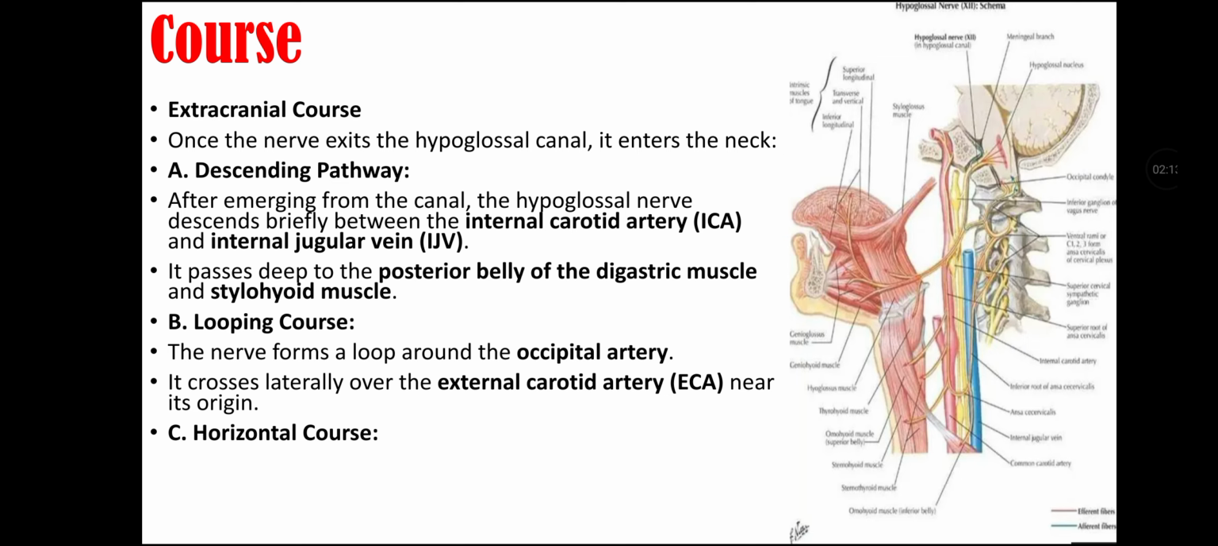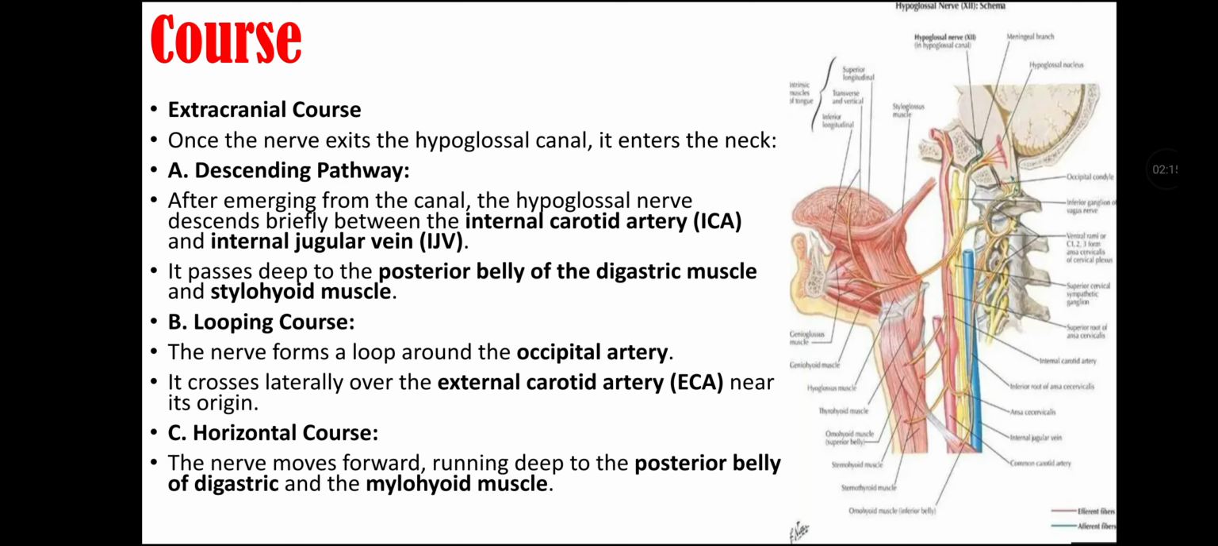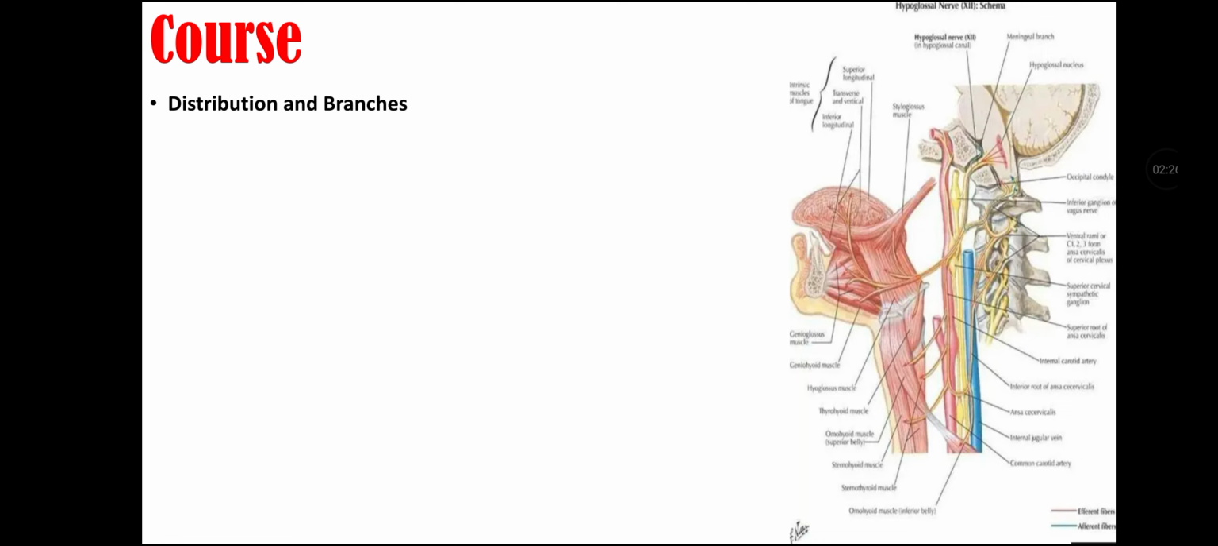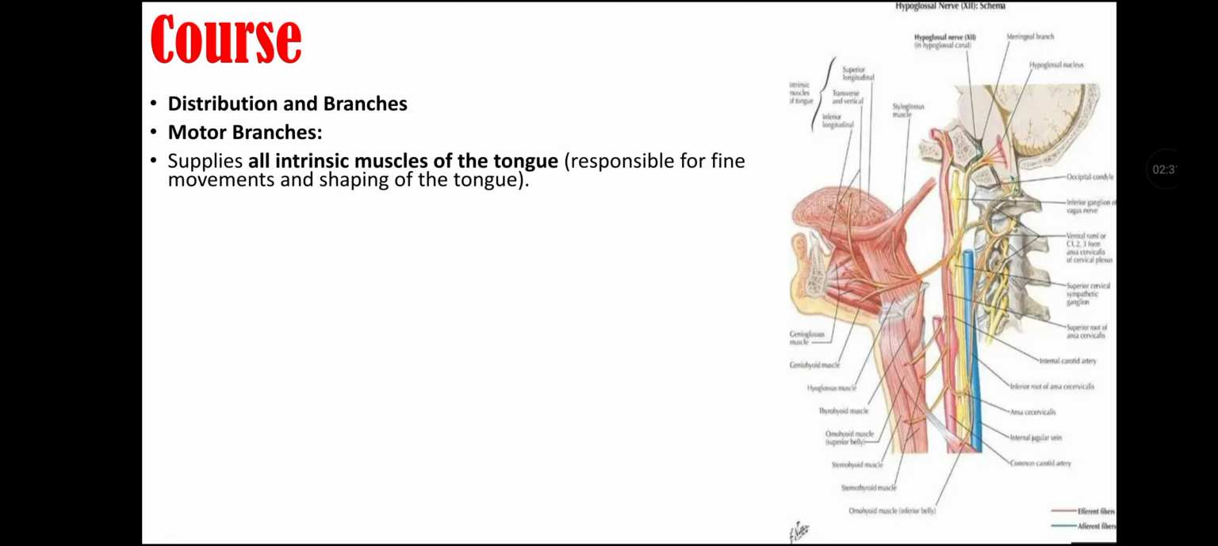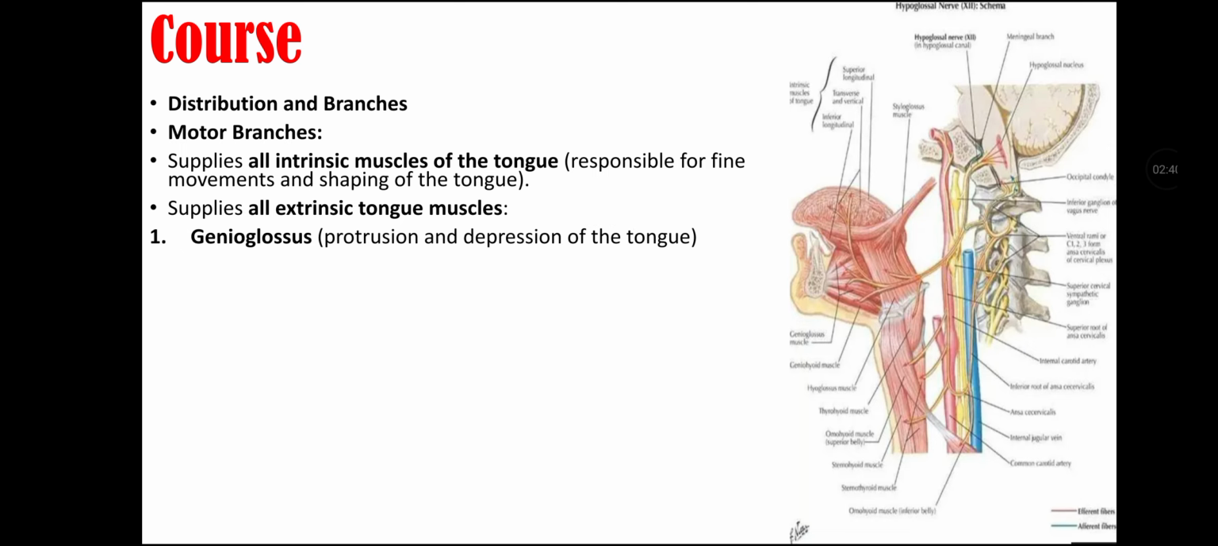Then there is the horizontal course of the hypoglossal nerve. This is when the nerve moves forward, running deep to the posterior belly of digastric and mylohyoid muscle. It then passes above the hyoid bone to reach the tongue. The further course of the hypoglossal nerve includes distribution and branches, as it has motor branches that supply all intrinsic muscles of tongue that are responsible for fine movement and shaping of the tongue. It supplies all extrinsic muscles of the tongue too.